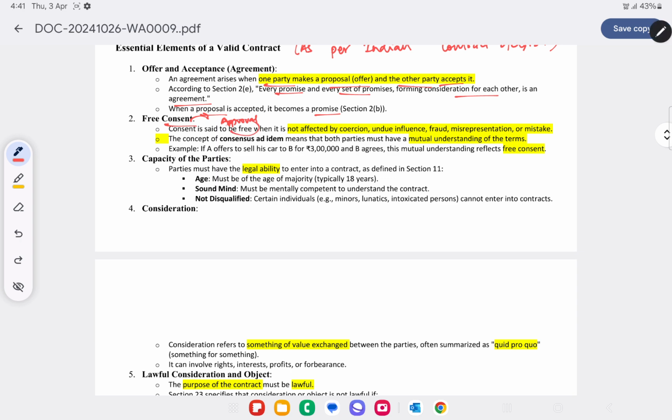So consent, when it's said to be free consent, means it has to be voluntary and it should not be forced or coerced. So the consent is not free when it's caused by coercion, undue influence, fraud, misrepresentation or mistake. Coercion, what do you mean by coerce? Coerce means to force or threaten a person and make them agree.